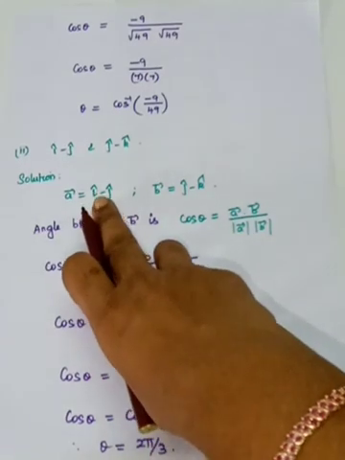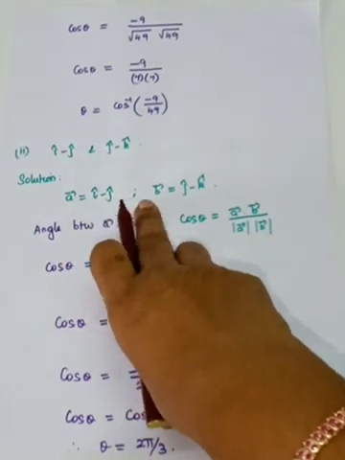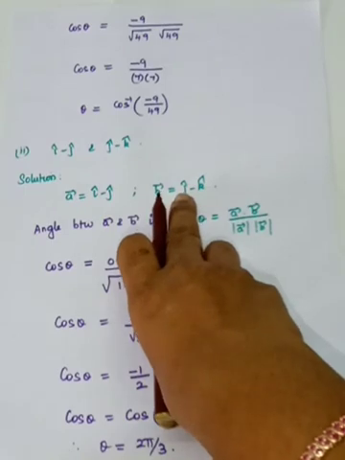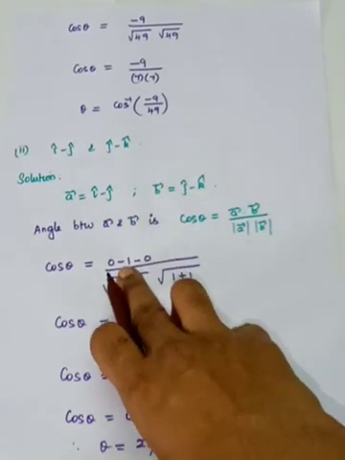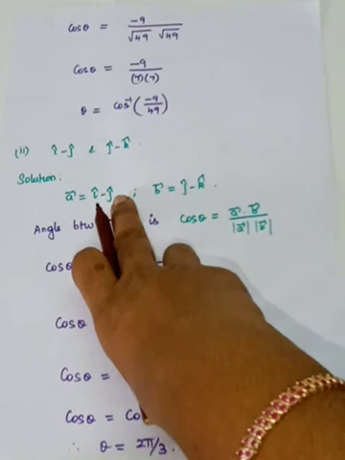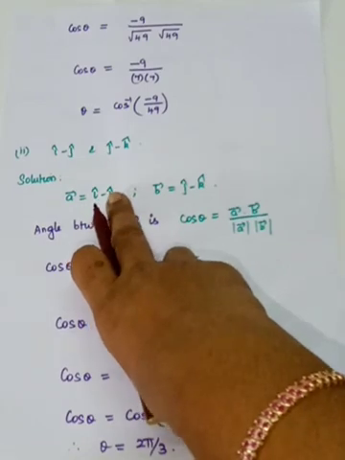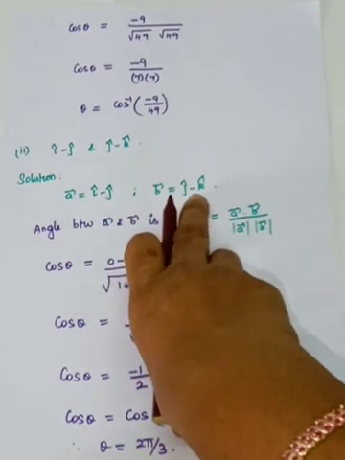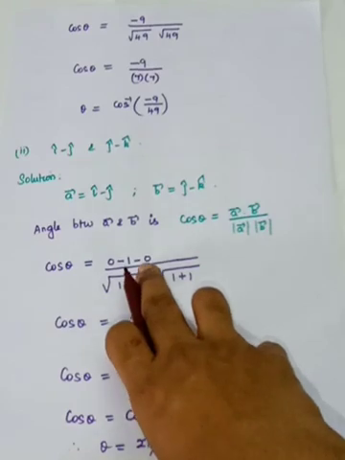Next, the coefficient of j cap is minus 1. Here the coefficient of j cap is 1. So minus 1 into 1 is minus 1. Next, here there is no k cap coefficient, so therefore it is 0. 0 into, here you are having minus 1. 0 into minus 1 is 0.